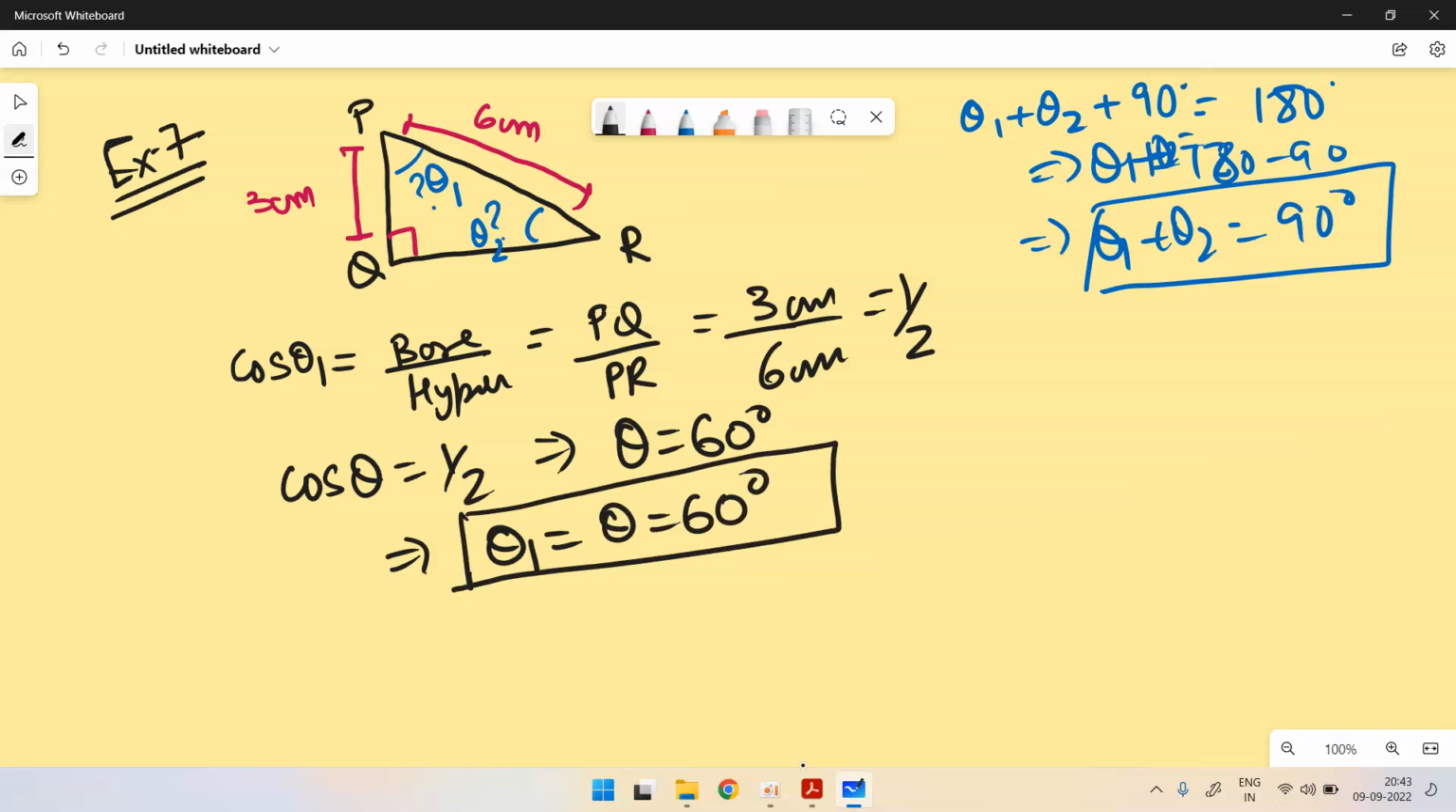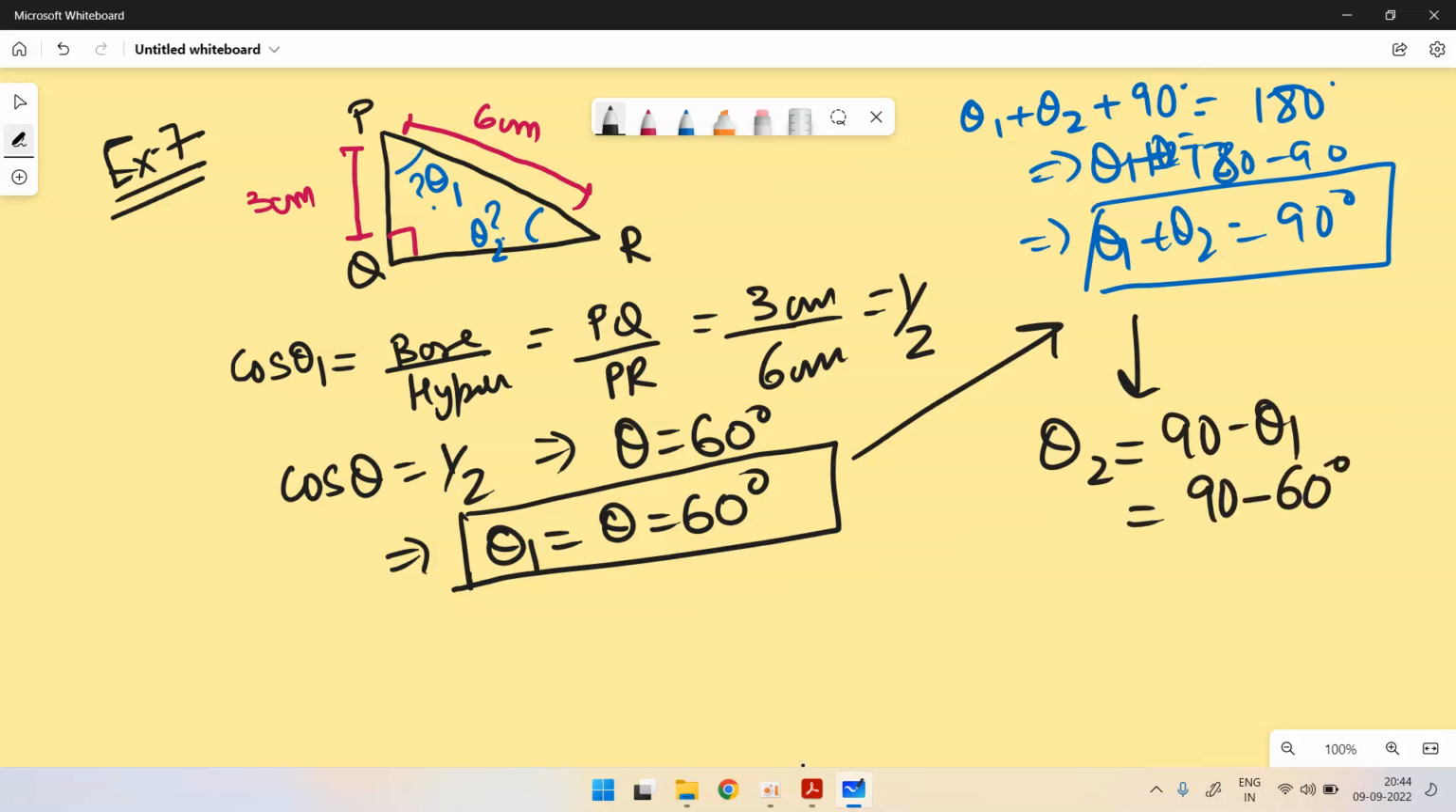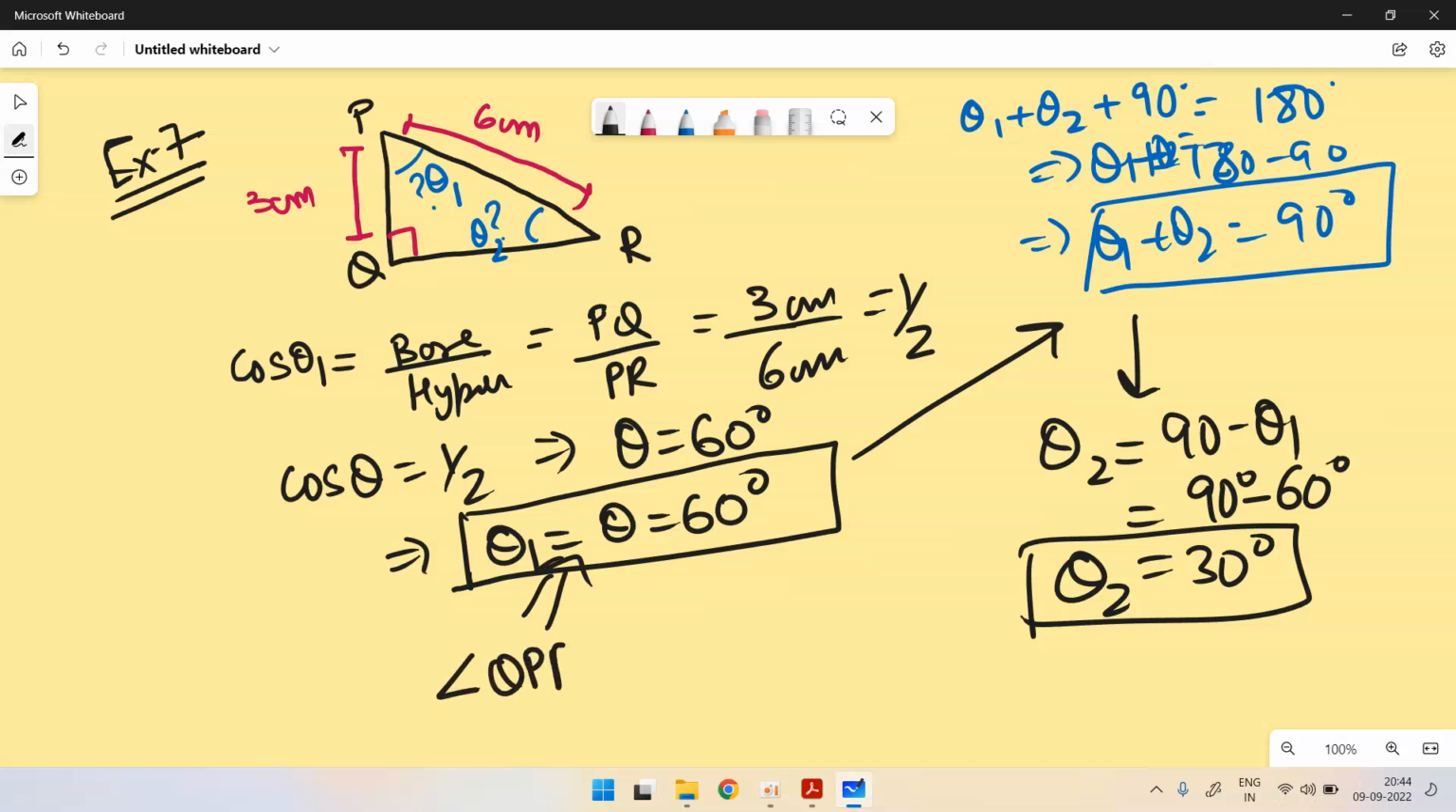Now from this relation, you get the value of theta 2. Theta 2 is nothing but 90 minus theta 1, which is 90 minus 60 degrees, that is 30 degrees. So theta 2 is equal to 30 degrees. I have taken theta 1 as angle QPR, which is 60 degrees, and angle PRQ equal to 30 degrees. The 60 degrees, 30 degrees.